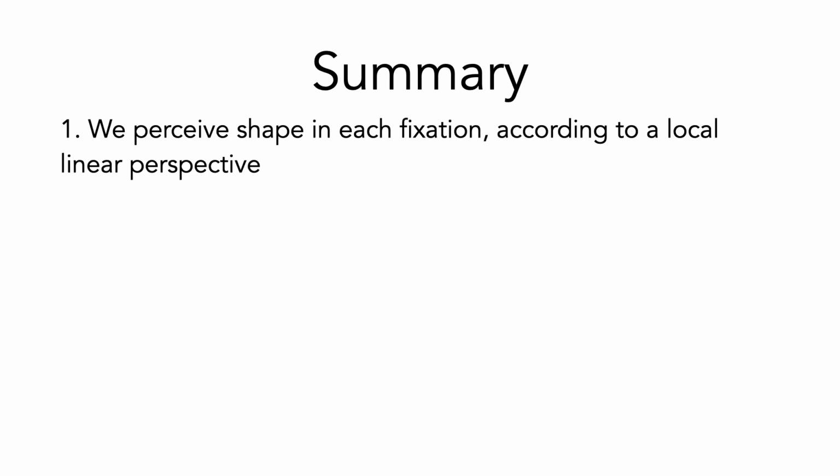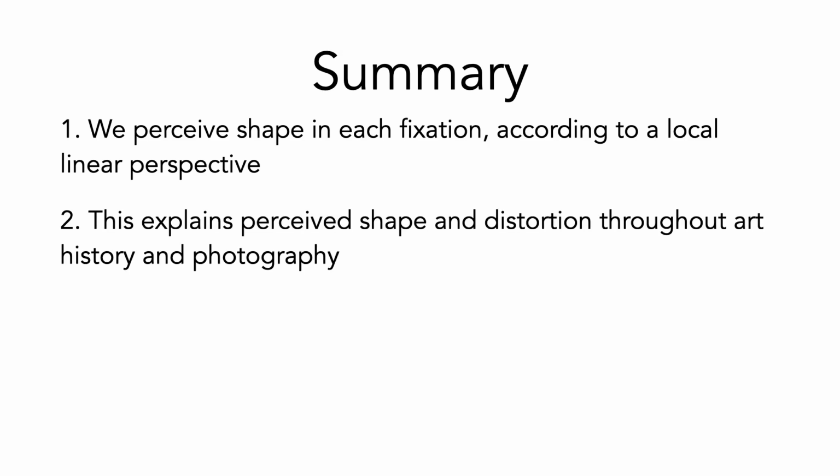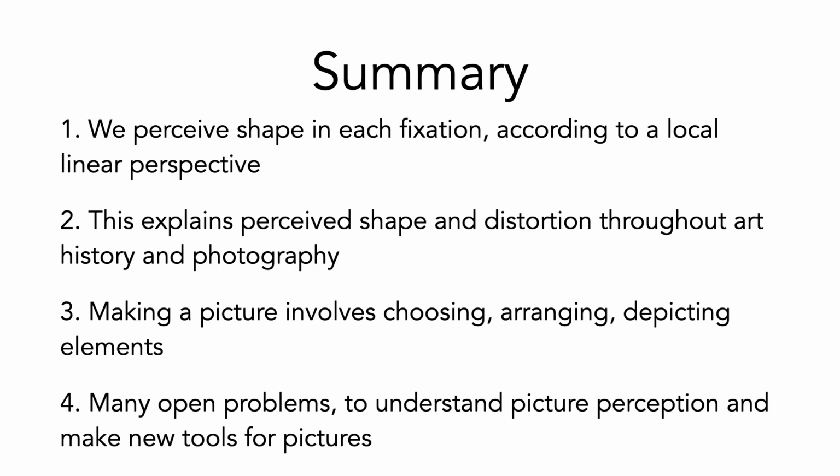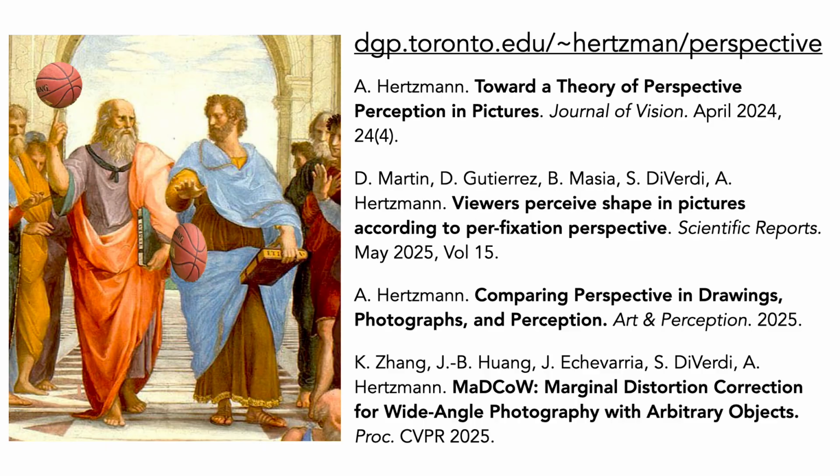So to summarize, I argue that we perceive shape in each eye fixation in a picture according to a local linear perspective. And this explains how we perceive shape and when we perceive things as distorted throughout art history and photography. And as a result, we can think of making a picture as figuring out how we're going to depict elements and choosing them and arranging them in 2D. And this is just the beginning of a possible set of theories, and there are many open questions, many more things to study and test here in order to understand how we understand shape in pictures and to make more tools for helping people make better pictures.